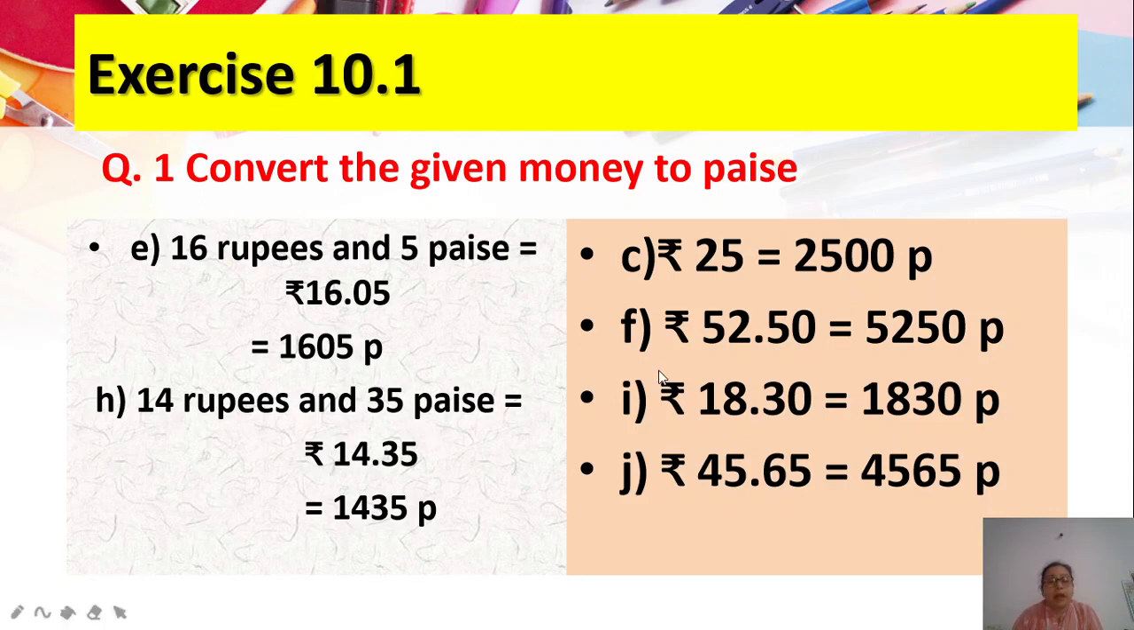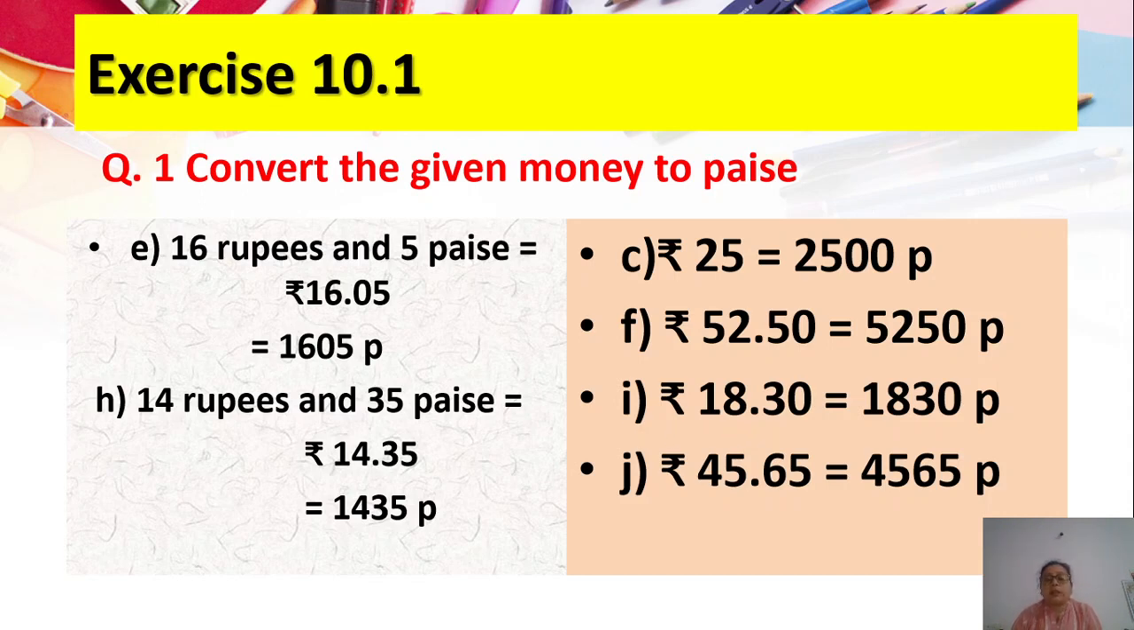Just have a look at question F. It is rupees 52.50. This means that we have 52 rupees and 50 paise. Just remove the symbol, remove the dot. So we got the answer. It is 5250 paise.